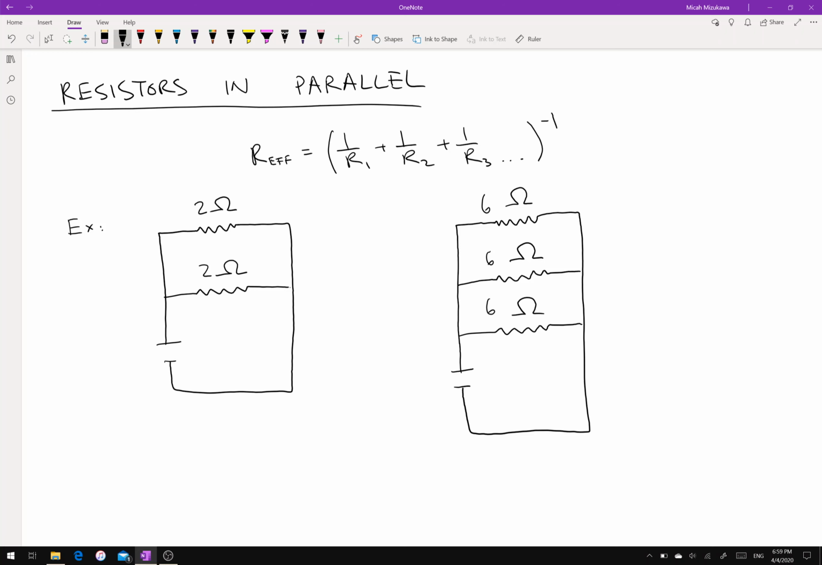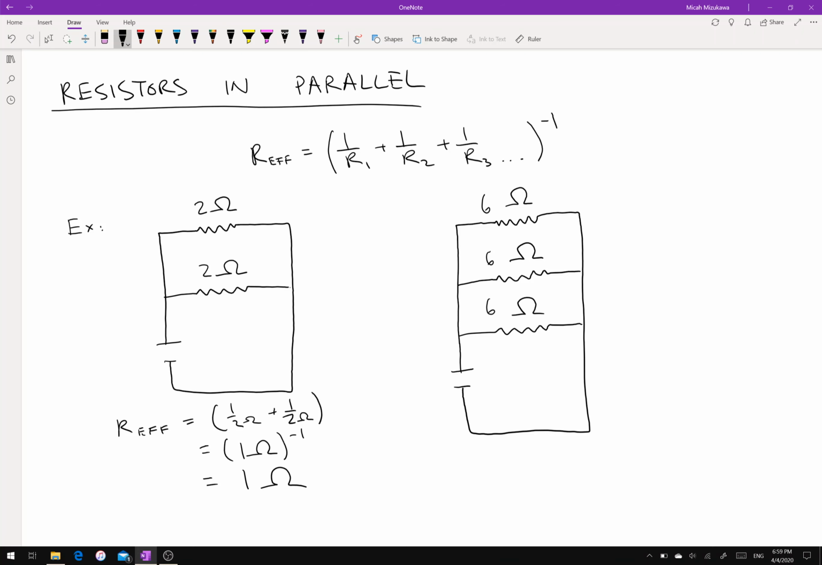And so how you calculate resistors in parallel is using the calculation of R effective equals 1 over R1 plus 1 over R2 plus 1 over R3 and so on, and taking the inverse of it. So for the diagram on the left, the R effective is going to equal 1 over 2 ohms plus 1 over 2 ohms, which is going to equal 1 ohm. And then you're going to take the inverse, which is also 1 ohm.